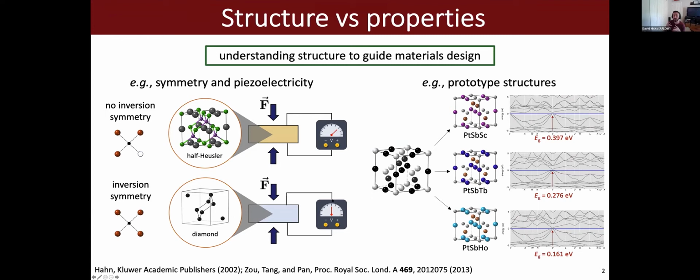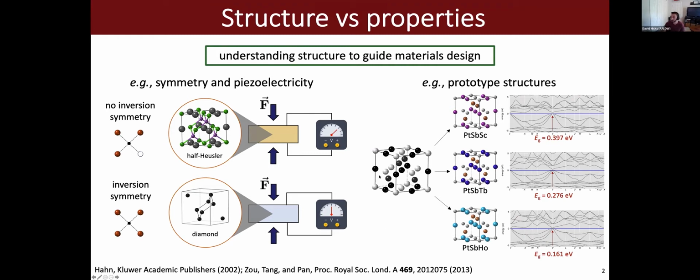And so just by using symmetry alone, by one symmetry feature, whether or not it has inversion or not, you can easily screen whether or not a particular material would be good for a piezoelectric application. And so this is just one example where symmetry is important, but again, we'll see more use cases where we can use symmetry to better understand the structure to basically guide materials discovery. And another example, which we'll see in more detail in the next session, is this idea of prototype structures.